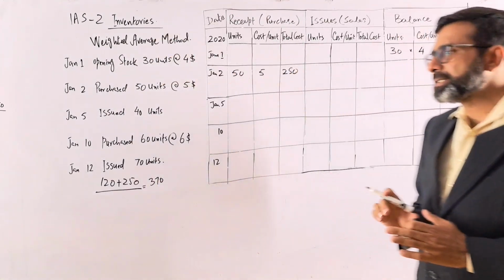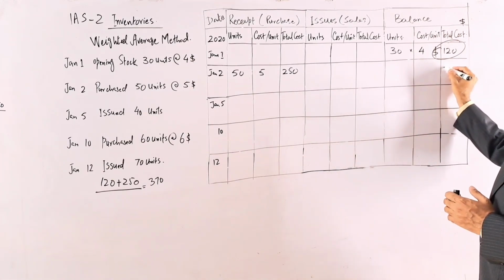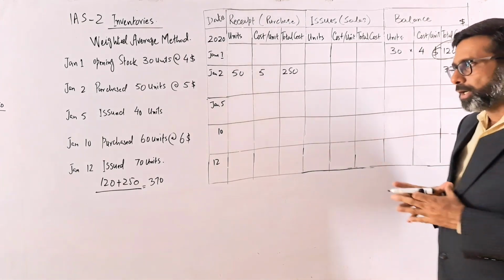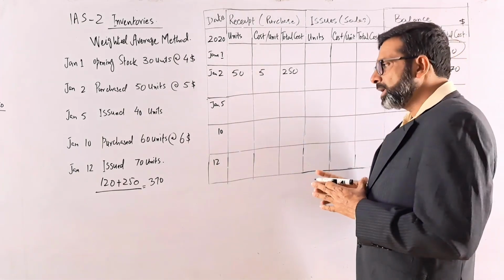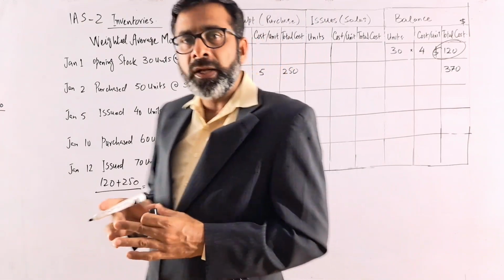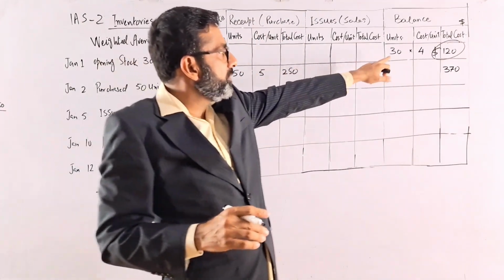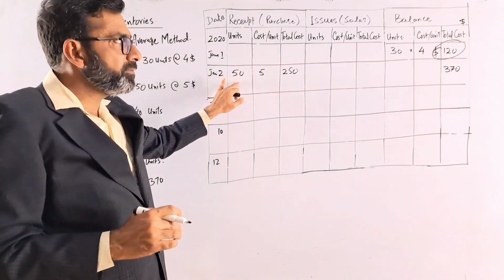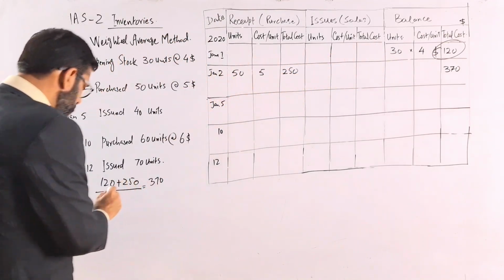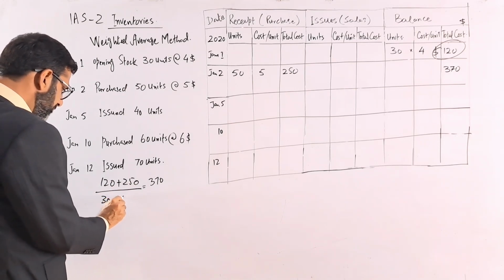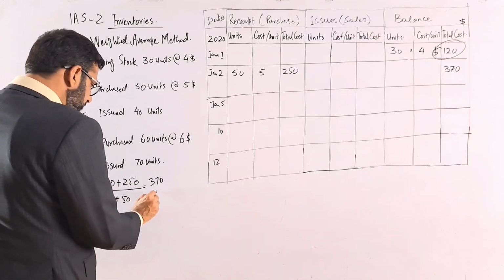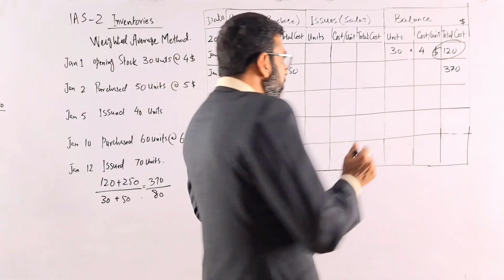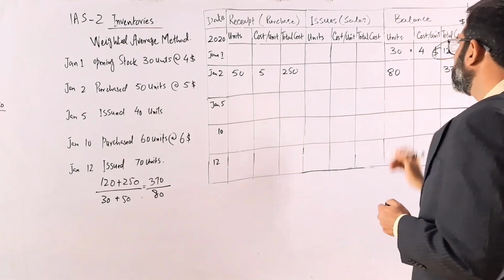So this 370 is the total cost for the number of units. It will be written here as the total cost, because we have to take the weighted average. Now the next thing we have to consider is how many units there were. We already have 30 units, and 50 new units purchased. So 30 plus 50 means it will be 80 units.